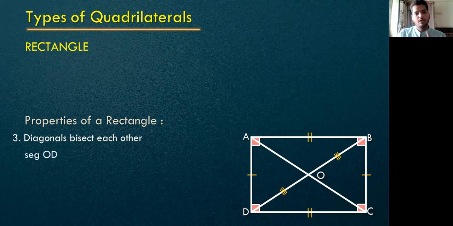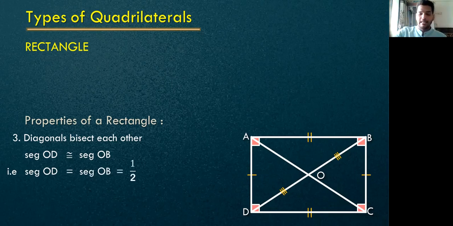So segment OD is congruent to segment OB. As they are congruent, their measures are also equal. So we can also say that segment OD is equal to segment OB. These two equal parts are half of the total length of diagonal DB. Correct? On the same note, we can make a point that segment OA is congruent to segment OC.